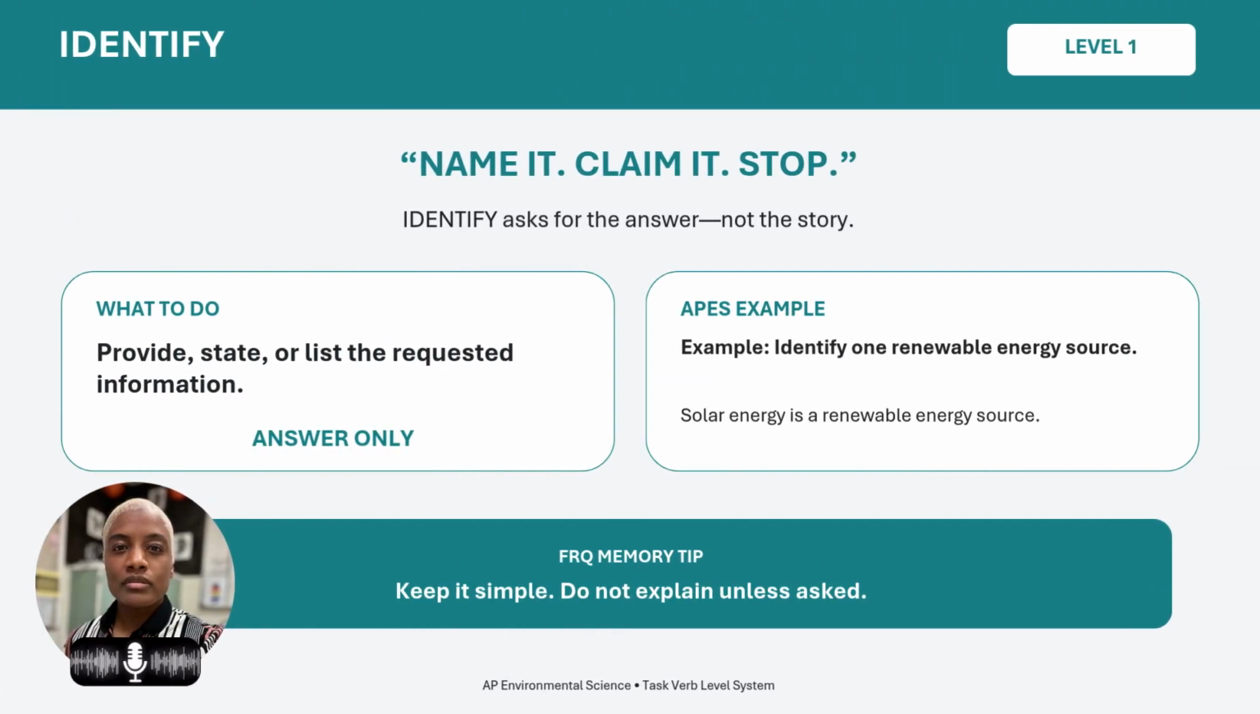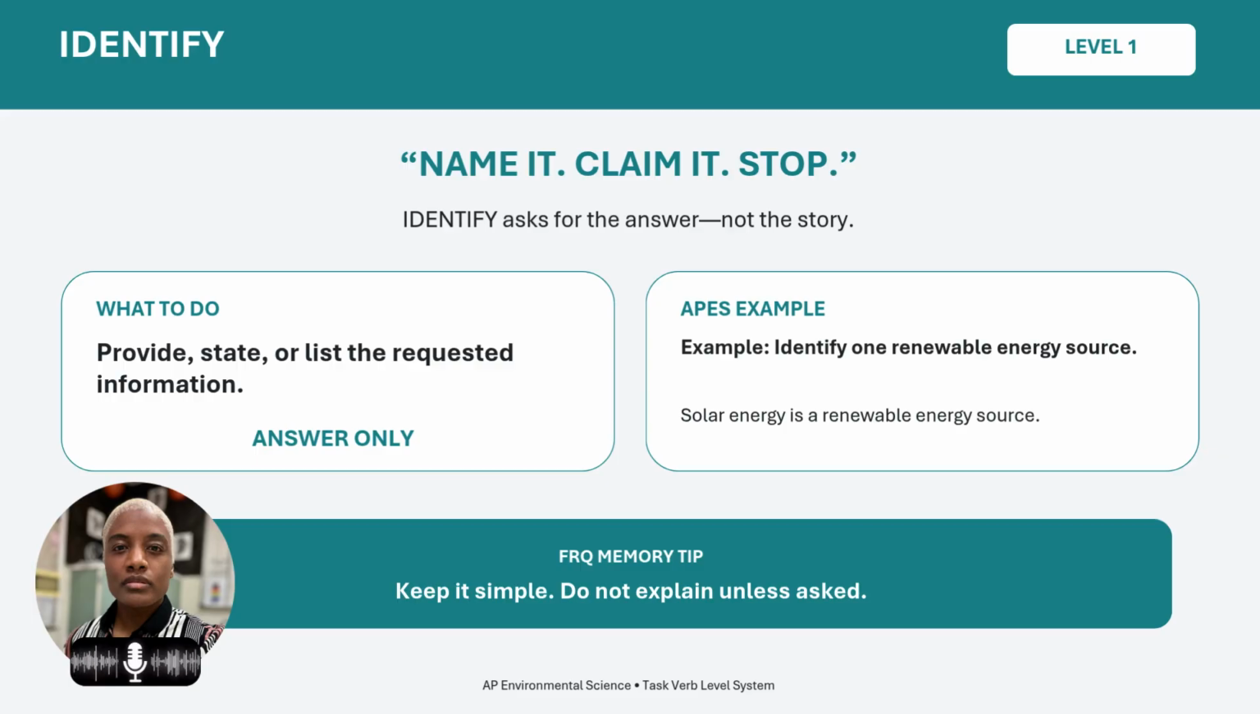Now this honestly is the easiest verb to remember and the easiest and most common verb where we get all the points always, okay? The only time I've seen students kind of struggle with this one is coming from, say, AP Lit, where you're used to writing these very long, amazing explanations. And that's not the case for this verb identify. When we say identify, we want you to name it, claim it, and stop. Okay. So identify asks for the answer only, not the story.